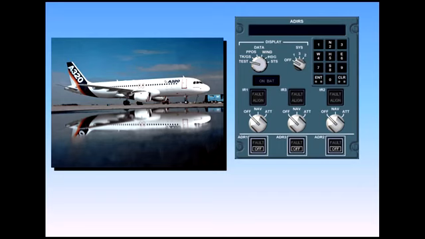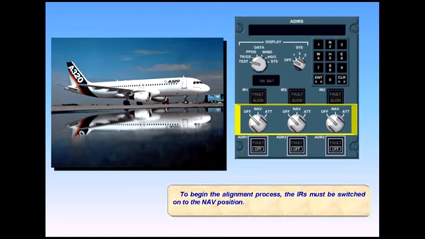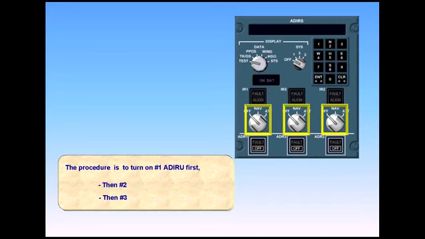To begin the alignment process, the IRs must be switched on to the NAV position. The procedure is to turn on the number 1 ADIRU first, then number 2, then number 3. When the switch is turned on, the ON BAT light illuminates, indicating that the emergency battery relay is operating correctly. The OFF light in the ADR extinguishes. When the battery relay test is complete, a line illuminates on the IR indicating light.